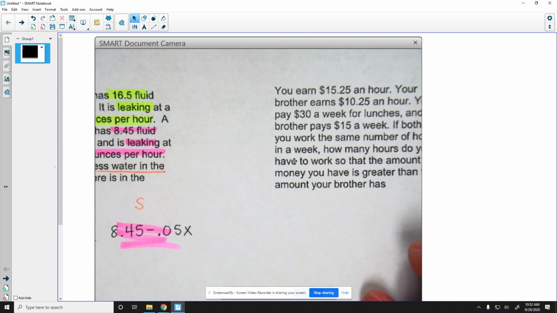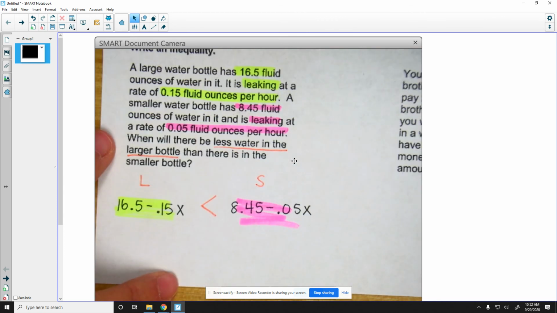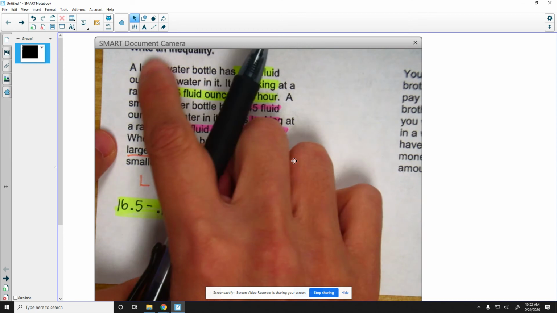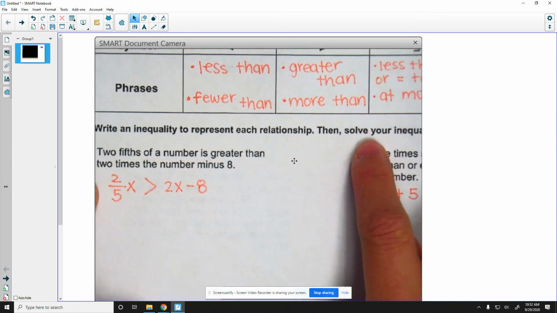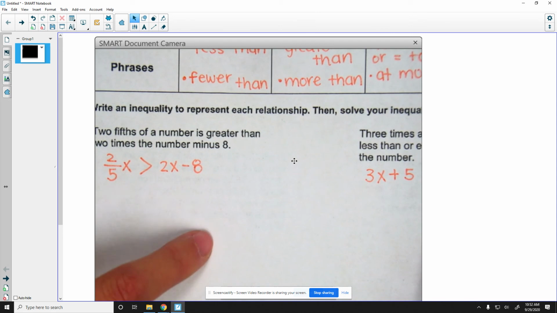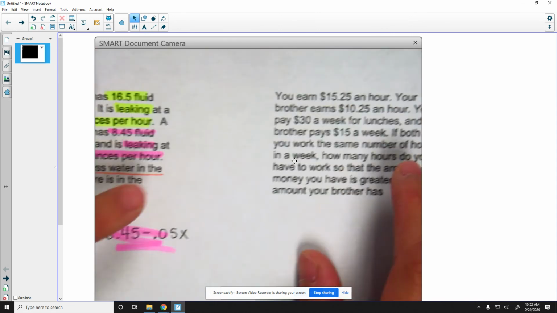Question, Brooke? No, because it just says write. So you're just writing. This one says write and then solve. So in the video today, you're just going to finish that part. But when it just says write, just write it.